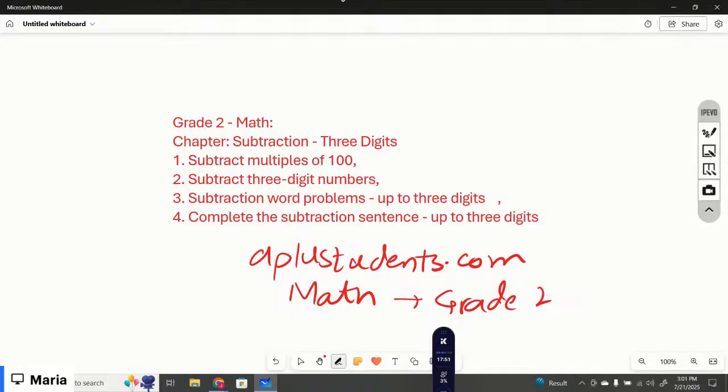We're going to start with the chapter subtraction 3 digits. The lessons we're going to cover today are subtract multiples of 100, subtract 3-digit numbers, subtraction word problems up to 3 digits, complete a subtraction sentence up to 3 digits. So please make sure you have your notebook and pencil so that you can note down the important examples and definitions as well.